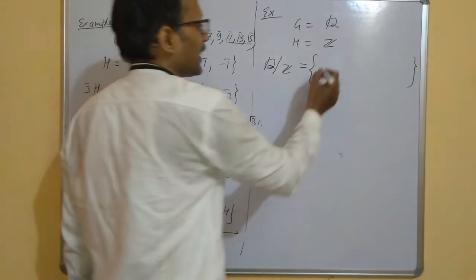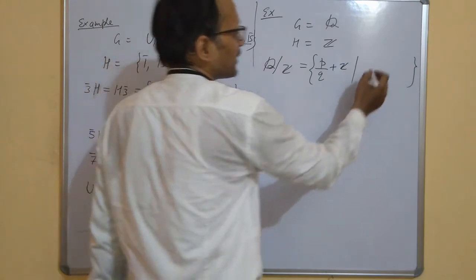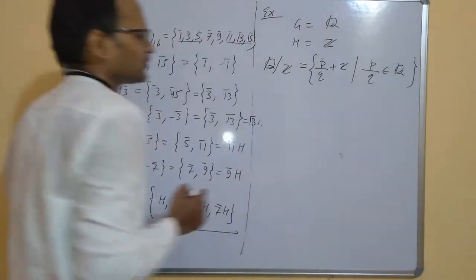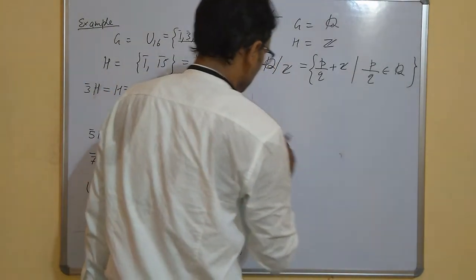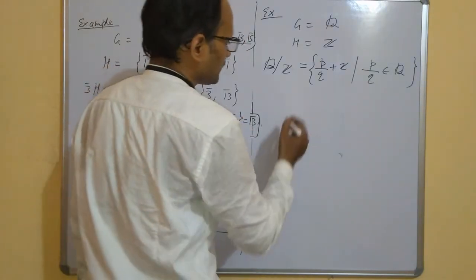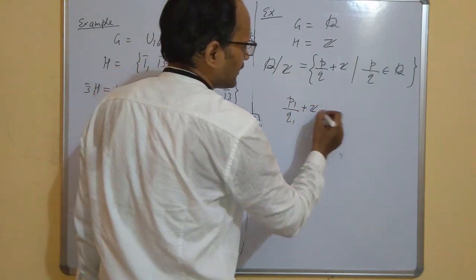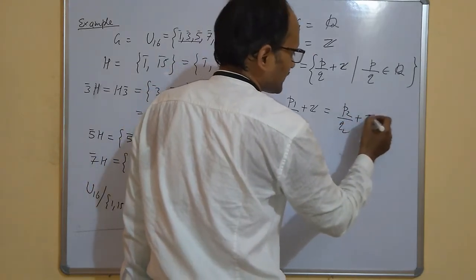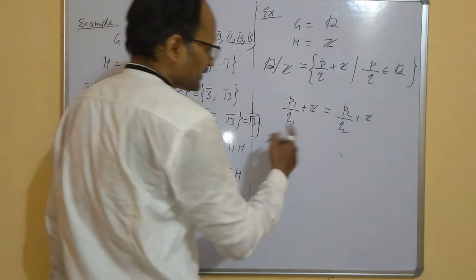So what type of elements will be here? Of course this will have elements of the form P by Q plus Z, such that P by Q belongs to Q. So this will give you the cosets, and sometimes it happens that two cosets become equal. For example, if I take P1 upon Q1 plus Z, this is one coset, and if I take P2 upon Q2 plus Z, this is another coset, and they are equal. Then what does it mean? Actually, why is it happening?